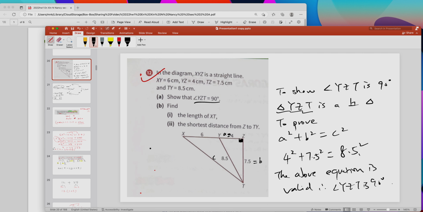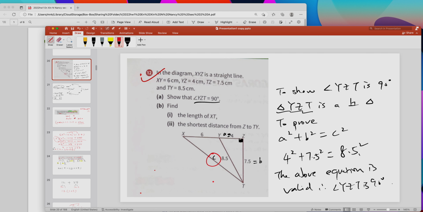Malfunction. That's good. It doesn't want to work. Oh no, okay.